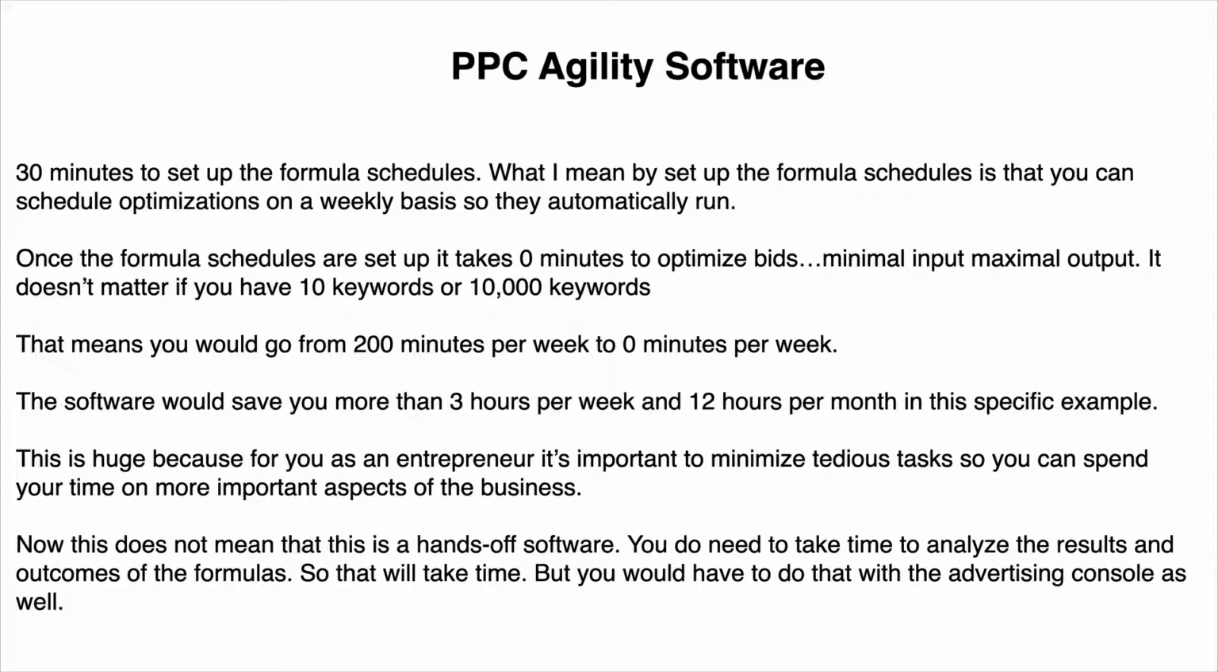That means you would go from 200 minutes per week to 0 minutes per week optimizing, actually making changes. The software would save you more than 3 hours per week and 12 hours per month in this specific example. And this is huge for you because as an entrepreneur, it's important to minimize tedious tasks so you can spend your time on more important aspects of the business.